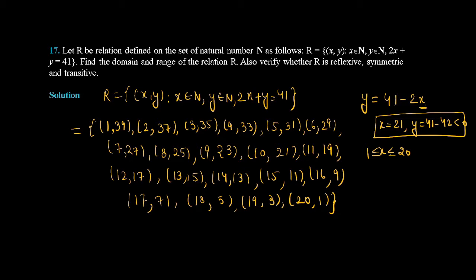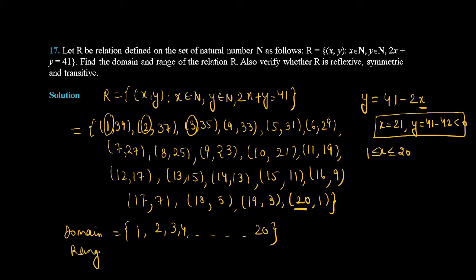First of all, I want to write the domain and range. So what is the domain? In my relation R, the first elements of the ordered pairs form the domain of my relation. So the domain here will be 1, 2, 3, 4, up to the last element, 20. And what will be the range? The range will be 1, 3, 5, 7, all the alternate odd integers, up to 39. These are the domain and range.